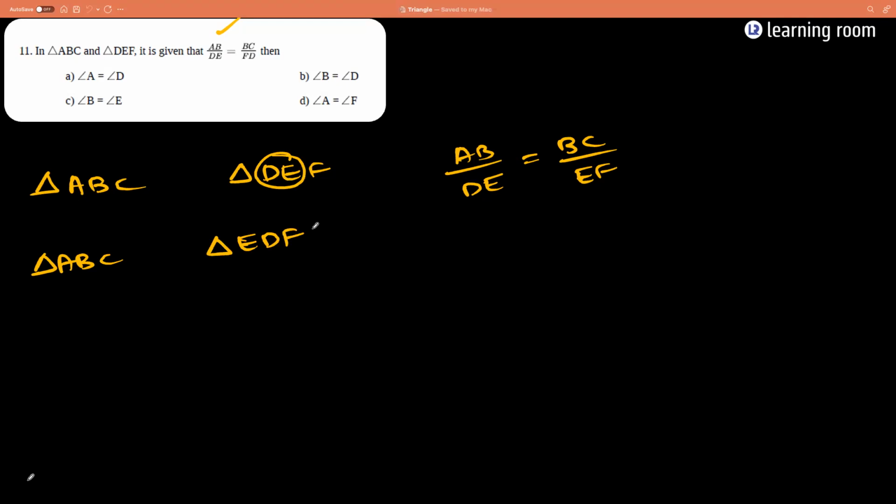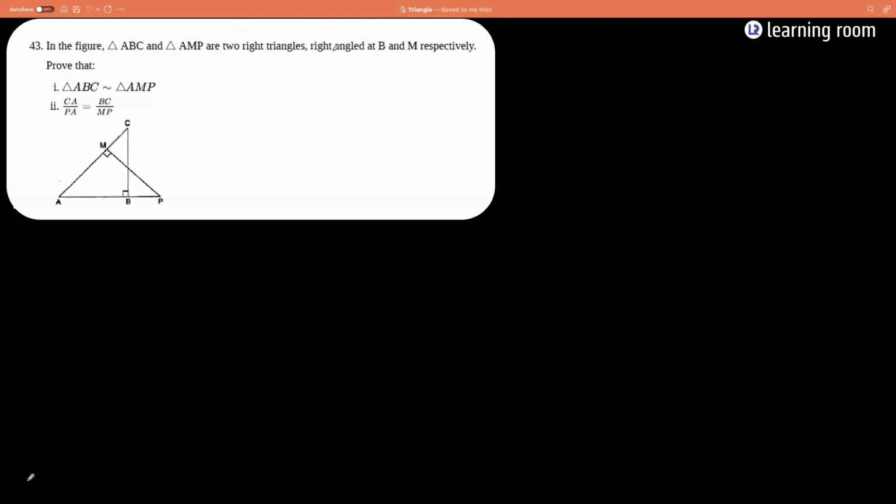Yes, sir. B is equal to D. AB by DE will be equal to BC by FD. Now tell me which angles are equal. Angle A is equal to E, B is equal to D, or C is equal to F. Among these three, which is there? B is equal to D is there. Correct? Are you guys able to understand? Yes, sir. Be careful, okay? 43rd question from your assignment. Do this, no?